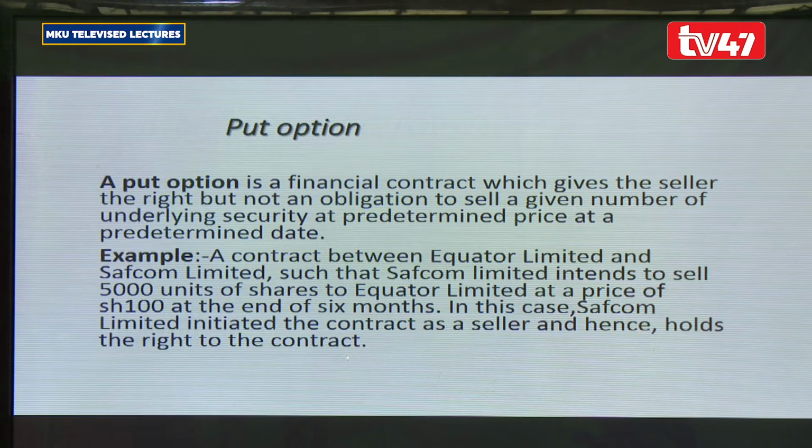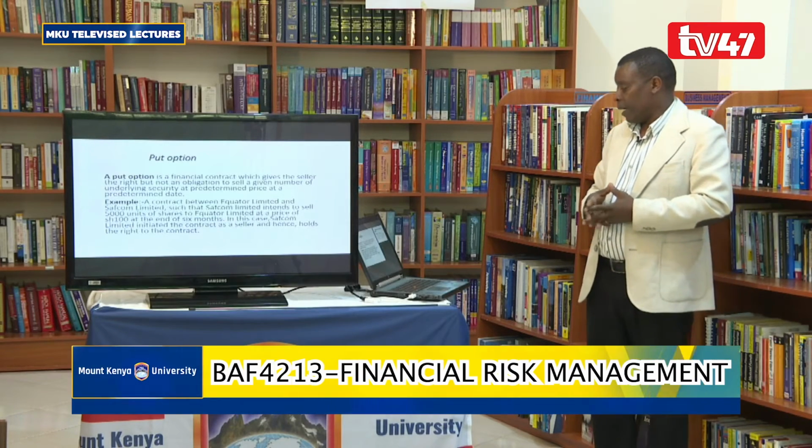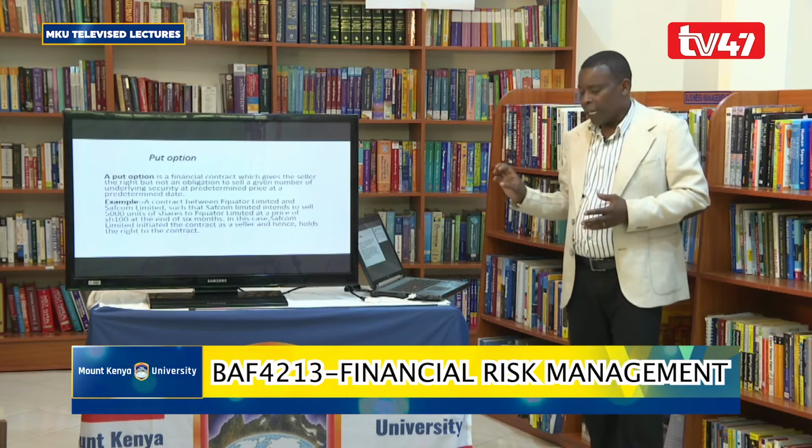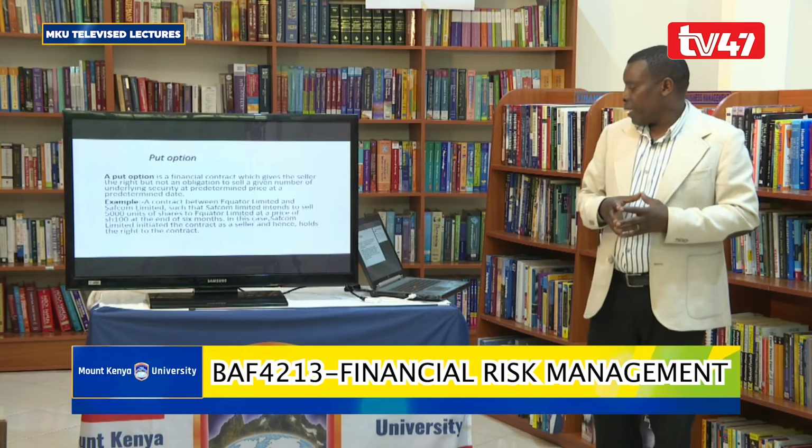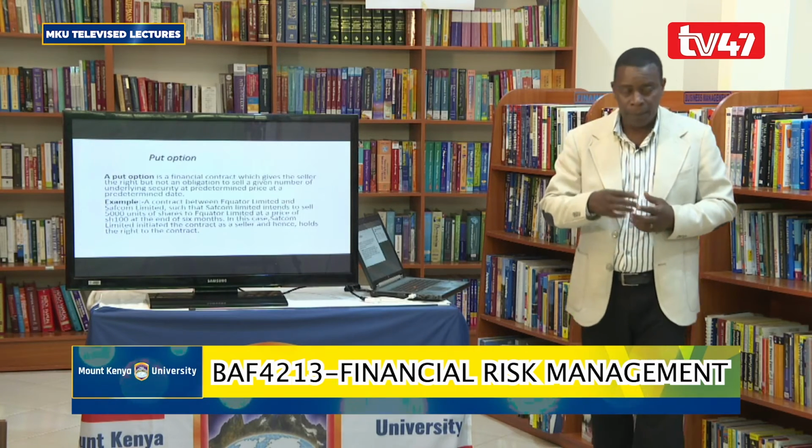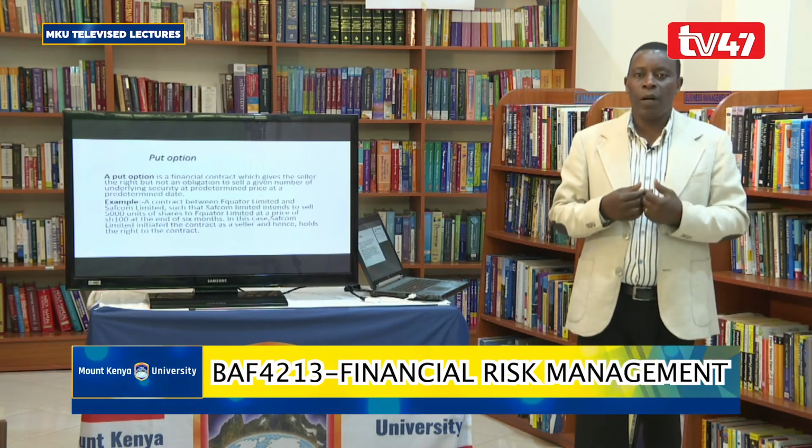And an example is here. A contract between Equita Limited and Savcom Limited, such that Savcom Limited intends to sell 5,000 units of shares to Equita Limited at a price of Kenya shillings 100 at the end of 6 months. If you check the wording there, we can appreciate that now it is Savcom which is initiating to sell. And because of that, they are the ones who have the right.